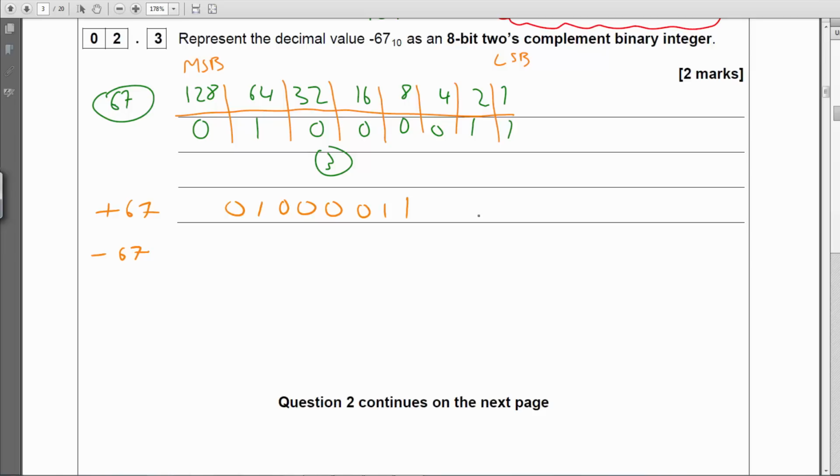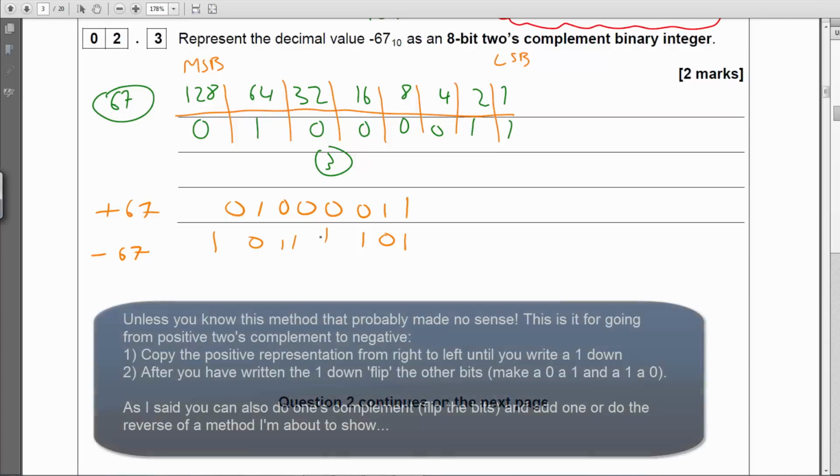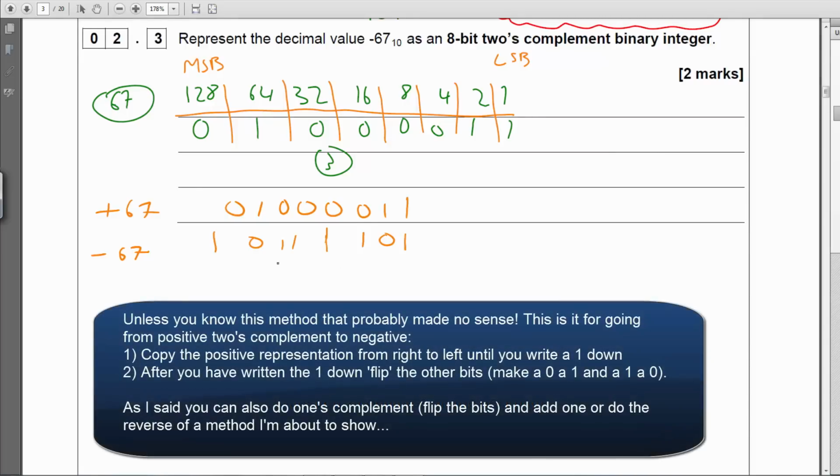So let's do this in action. Say we had leading zeros here, we'd copy them, but we've got a 1 here, so you write a 1 down, and then we've copied a 1, and then we start flipping all the other bits like this. So this is our 2's complement binary representation. It's very, very simple. All you do is copy from right to left of your positive representation until you copy a 1, so you write 1 down, and then you flip all the other bits.